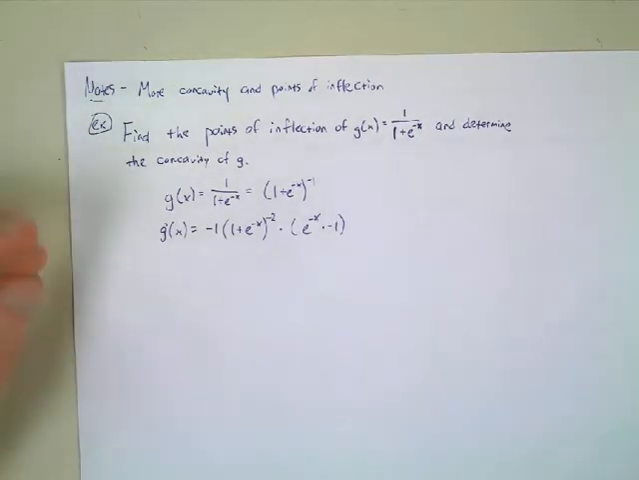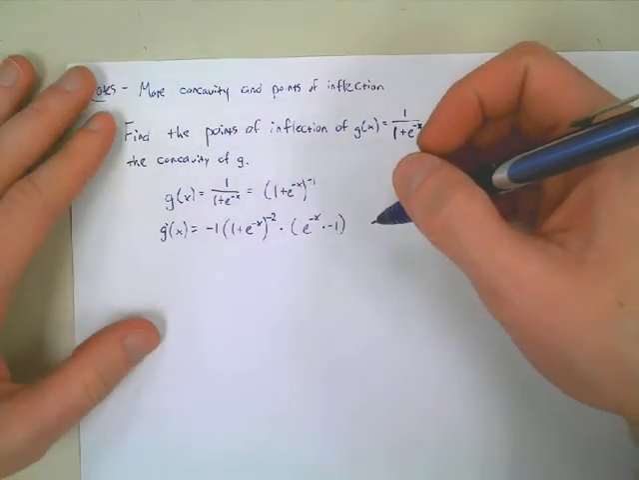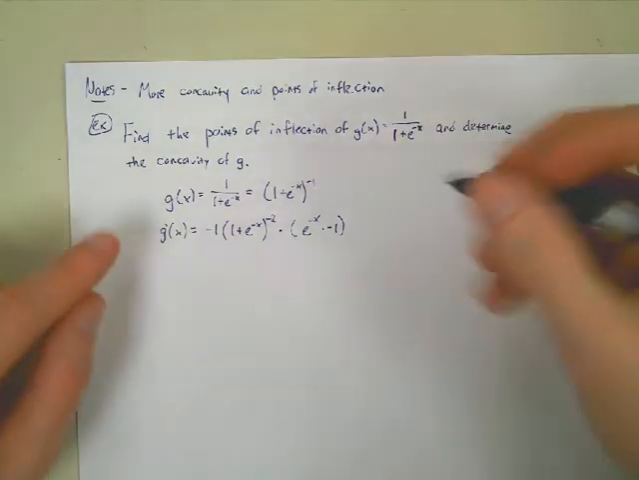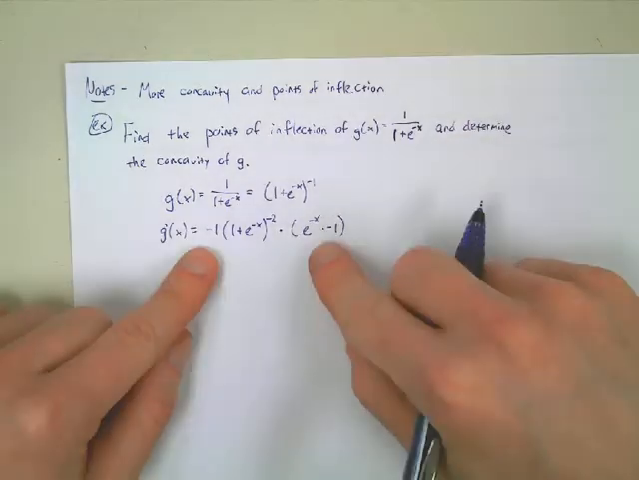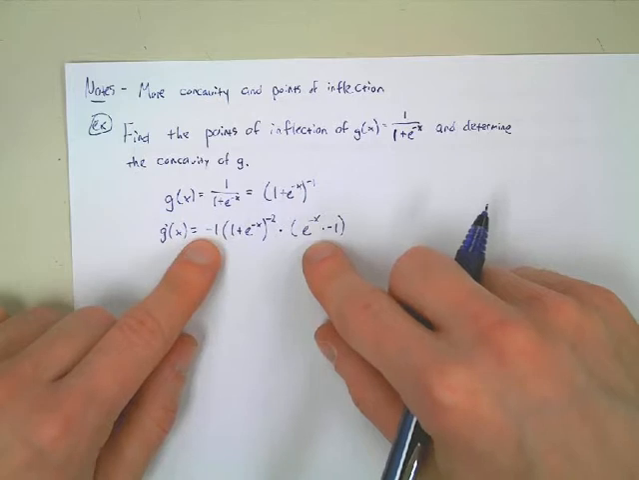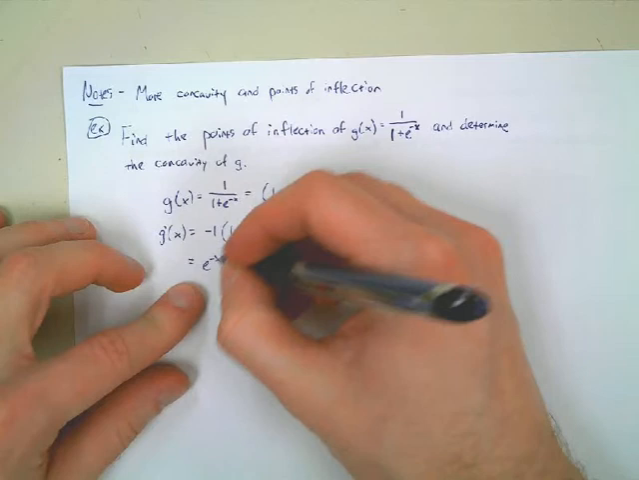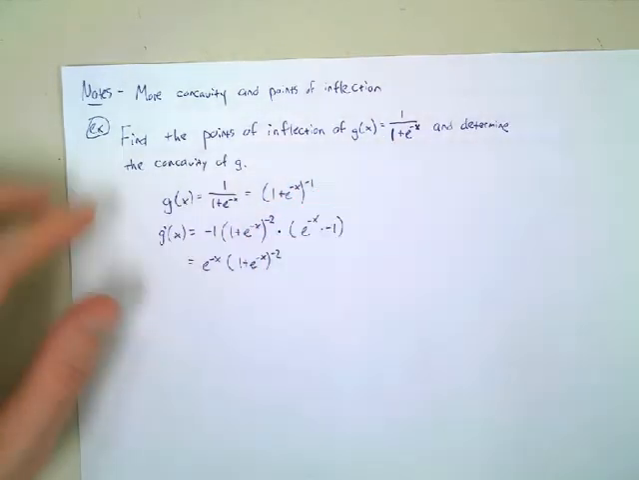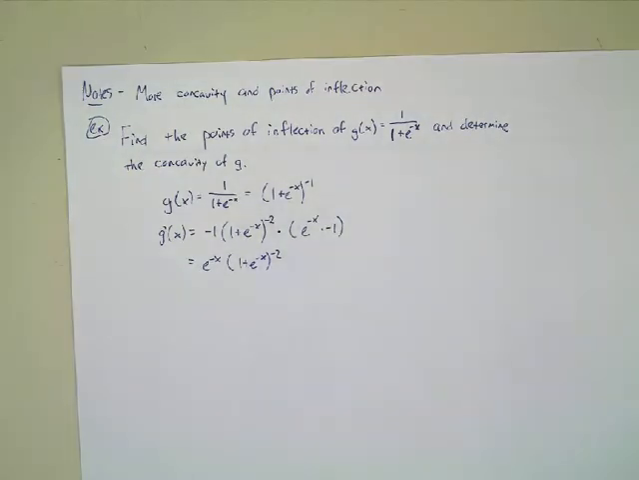Okay, so let's simplify this some. How can we simplify this a little bit before we jump right into taking the second derivative? Well, the second part of it is negative e to the negative x, and that negative e to the negative x is going to multiply with that negative 1 out front to make it just positive e to the negative x. So it becomes e to the negative x times 1 plus e to the negative x to the negative 2, like that.